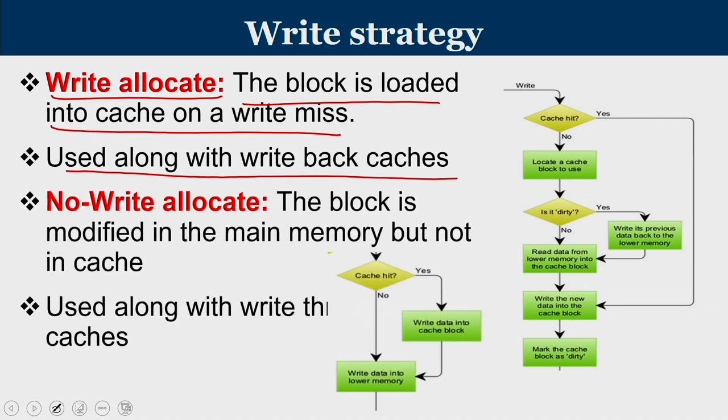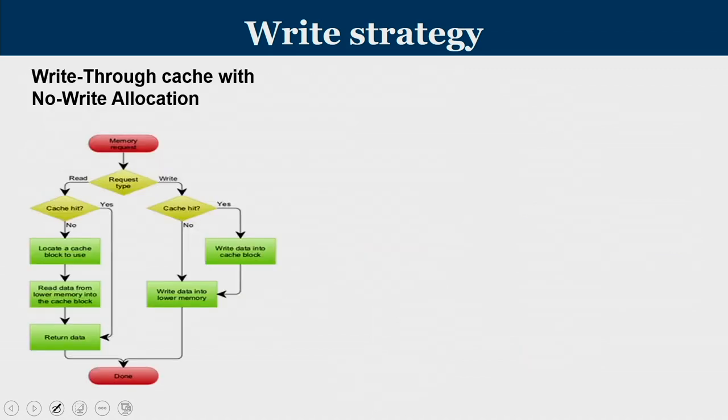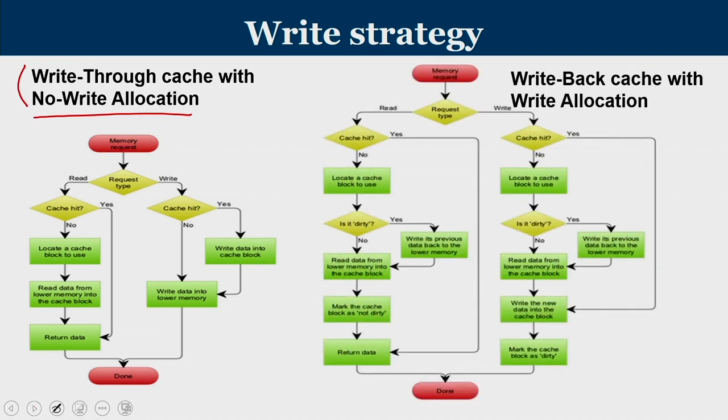Similarly, for a no write allocate cache, the block is modified in the main memory, but not in the cache. You directly go and write in the main memory. It is used along with write through caches. So, one normal combination is write through cache with no write allocation, and then write back cache with write allocation. Let us try to understand.